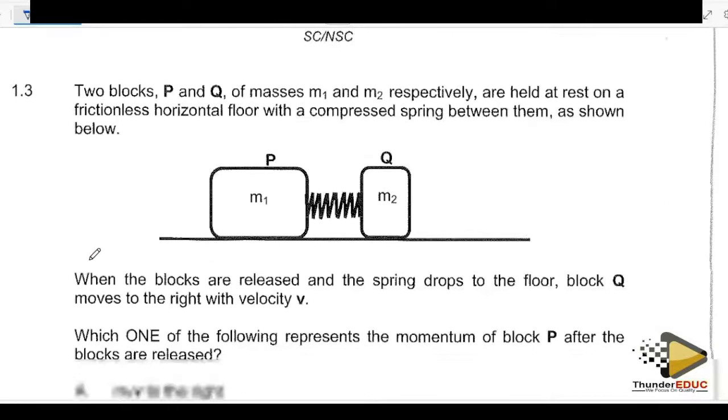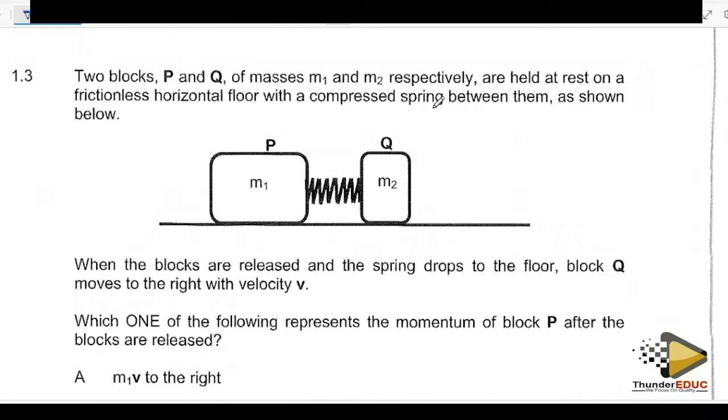Then 1.3, we have 2 blocks, P and Q, of masses M1 and M2 respectively, that are held at rest on a frictionless horizontal floor. Both of them are being compressed with a spring, as shown. The blocks are released, and the spring drops to the floor. Block Q moves to the right with velocity V. What will happen to P? Under the conservation of momentum, we know that the momentum that Q will have on P would be the same, but in the opposite direction.